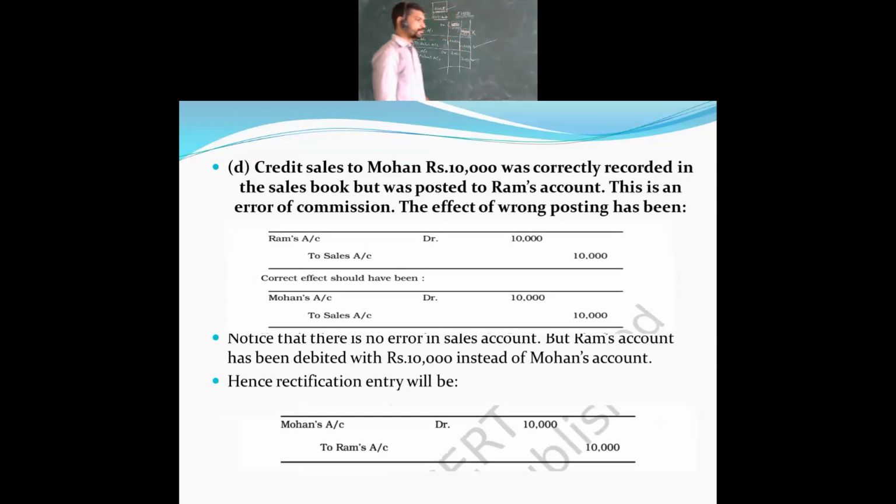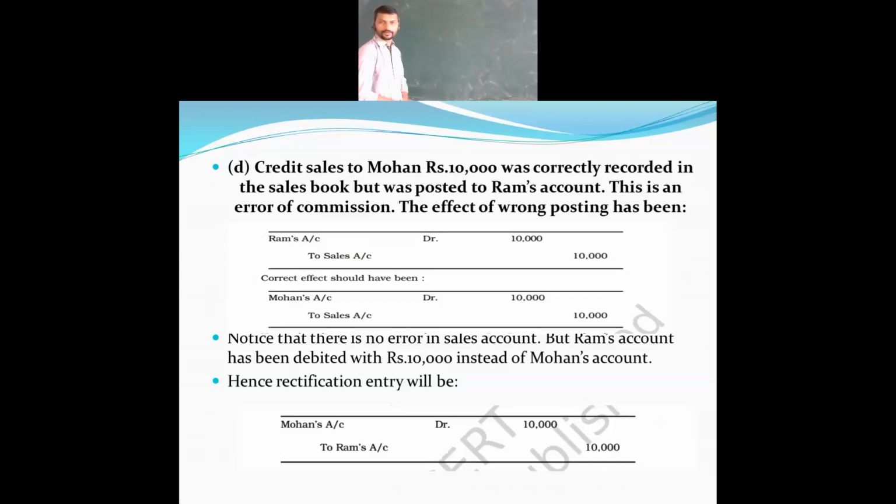Next, one more. Credit sales to Mohan. We have got only one person here. He is making the credit sales. This person Mohan is making credit sales every time. Let's see what all things he is doing. So here the credit sales to Mohan rupees 10,000 was correctly recorded in the sales book but was posted to Ram's account. See, first thing, the credit sales was recorded in the sales book.